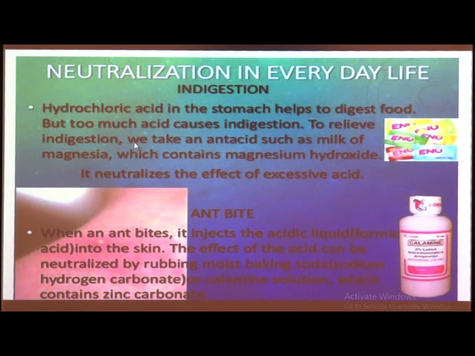So we know that hydrochloric acid in the stomach helps to digest food, but too much acid causes indigestion. Suppose the amount of that acid increases above the level, then it will cause indigestion. So what will happen? Acid cannot digest food properly, so some food will remain undigested. That is called indigestion.